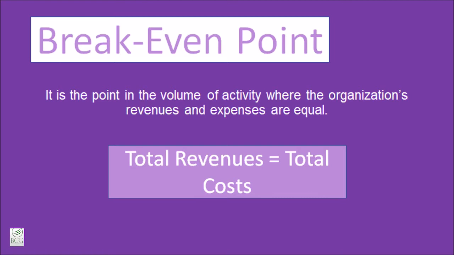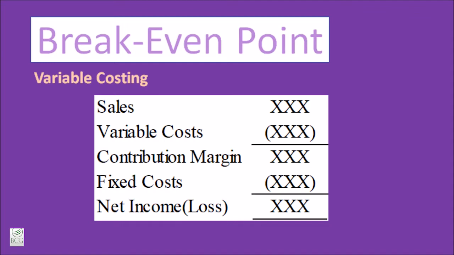Now, to make this more detailed, we will show you the variable costing system. The variable costing system tells us that sales less variable cost is equal to contribution margin, less fixed cost, which is equal to net income or net loss. Now, why do we have variable costs here and not both variable cost and fixed cost? Because the behavior of the variable cost is dependent on the number of goods sold with respect to sales.